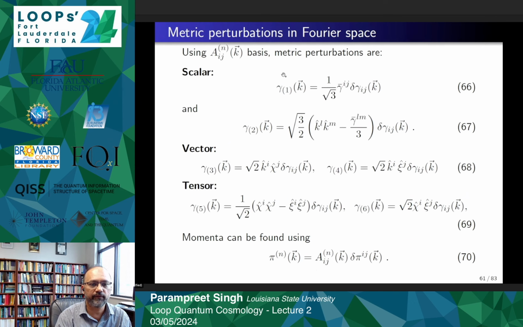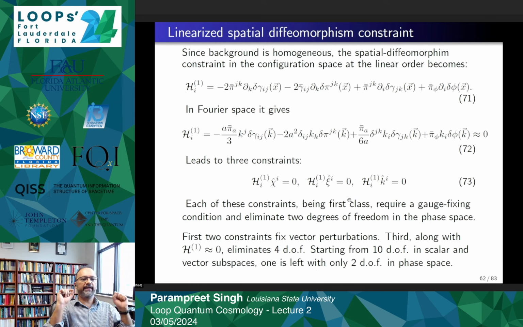So far we have written down these metric perturbations, etc., in terms of the Fourier modes. Then we have to attack each of the constraints. We did the background one. Now we have to do the linearized spatial diffeo constraint.